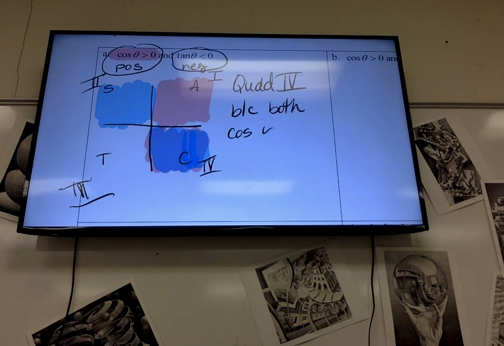Wait, what does the blue stand for? The blue was for tangent, and the red was for cosine. What does that say after cosine? Cosine is positive and tangent is negative. Yeah.